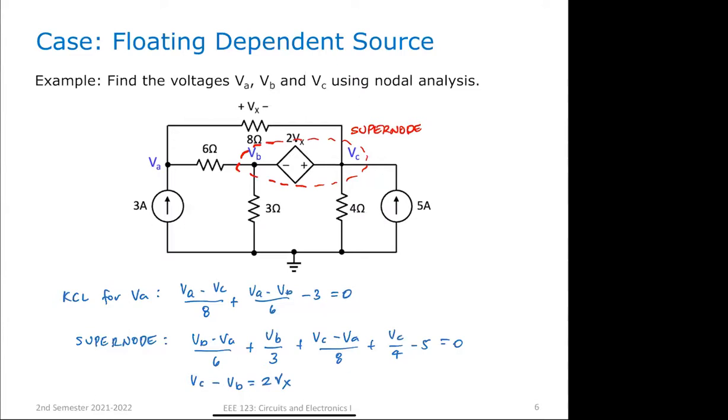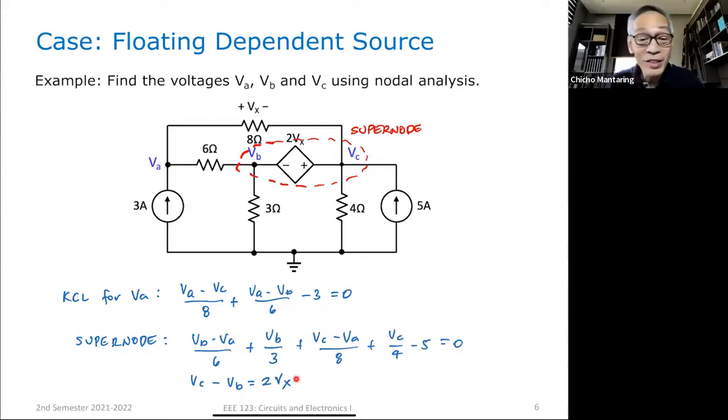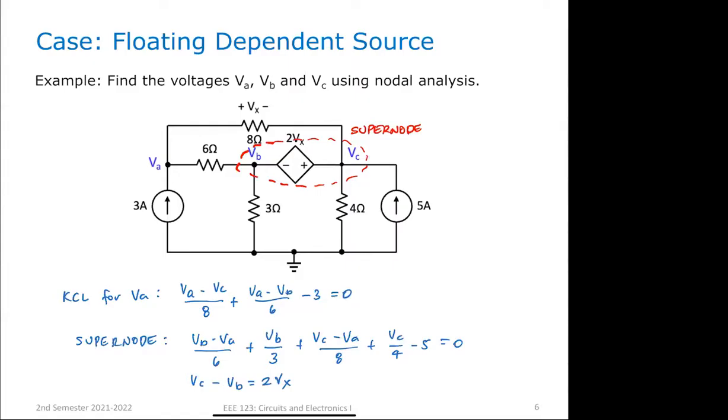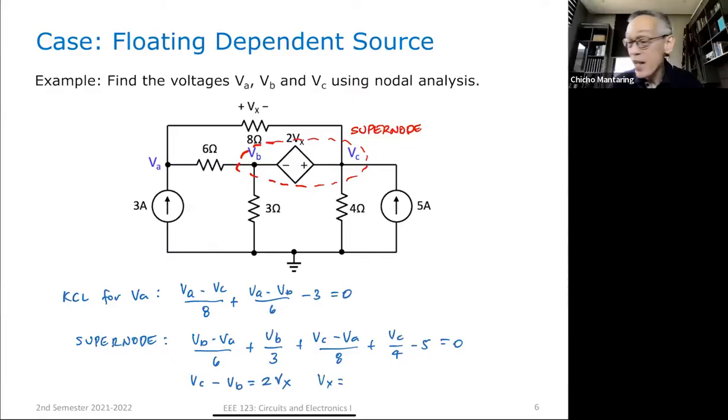Okay? The problem is VX is also an unknown, so we introduced another unknown. But Lance, can you continue? What is VX? VX is VA minus VC. So in effect, I now have four unknowns, VA, VB, VC, and VX, but I also have four equations. So you should be able to solve this system of equations.